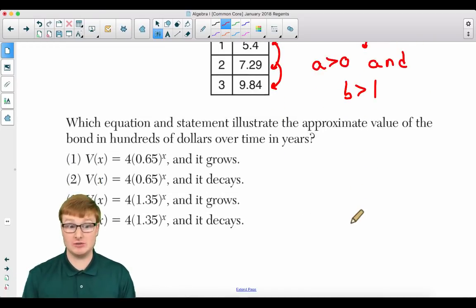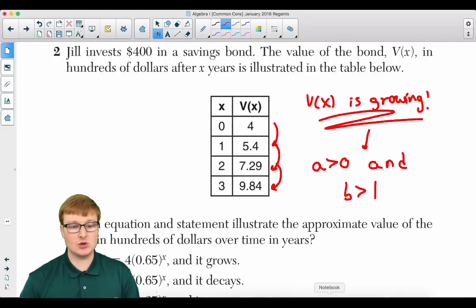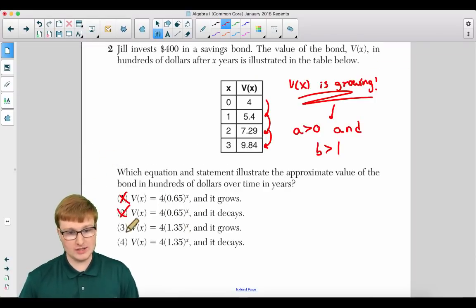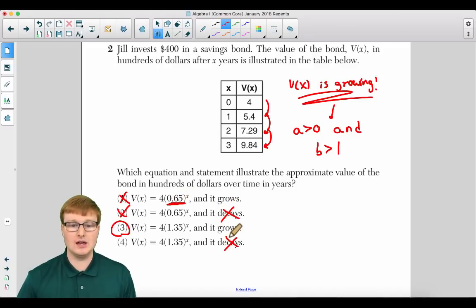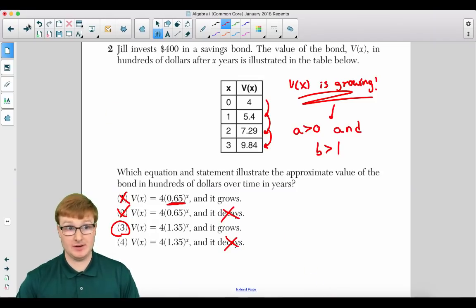That would be choices 1 and 2. But our B value is in fact 1.35 when you round it off. So we're looking here at choices 3 and 4 when this clearly represents exponential growth. So your answer for this one is going to be choice 3. V of x is equal to 4 times 1.35 raised to the x, and it grows. Anything that says decays, get rid of, and this obviously has the wrong B value. And we could clearly tell that because it shows on the calculator that it's 1.35. So that is your answer. Your answer is choice 3.